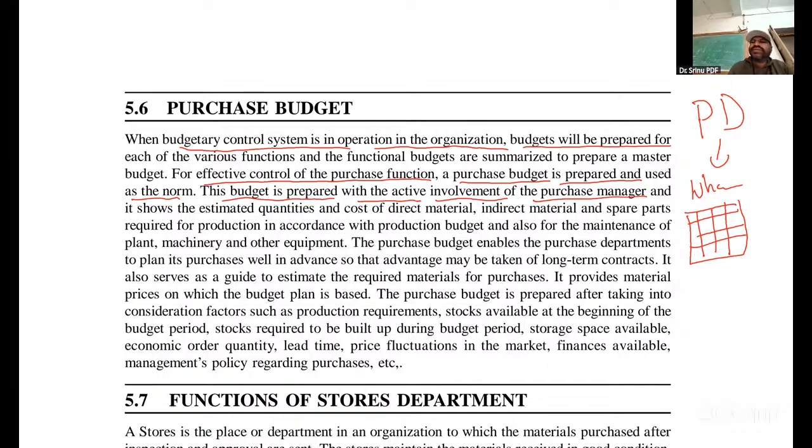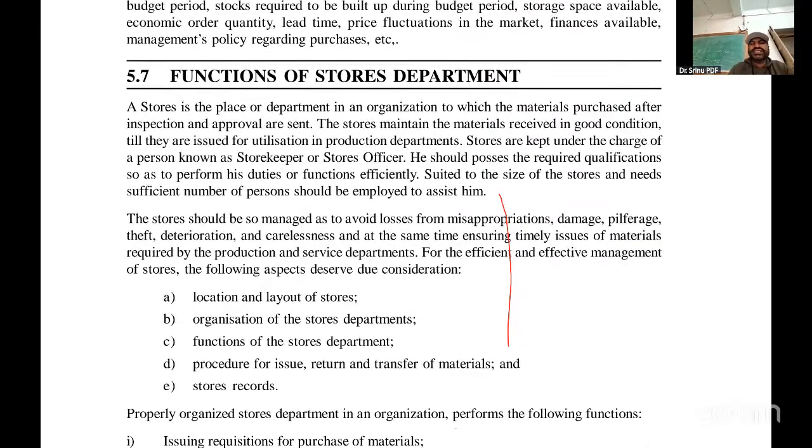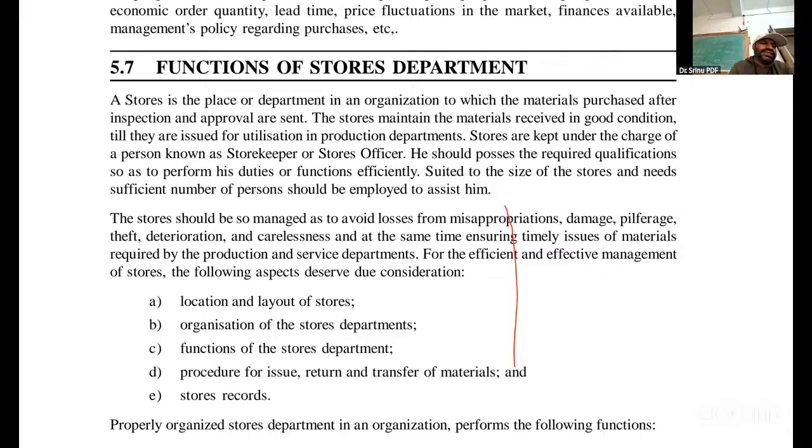Okay. So the purchase department is going to take care of the estimation of budget, purchasing of material, and estimation of cash and other related items. They are going to concentrate on that. Next, what are the functions of stores management? See, stores management is very important. Store management talks about the place in the organization where material purchased, after inspection and approval, is sent. The stores maintain the material received in good condition till it is issued for utilization by the production department.